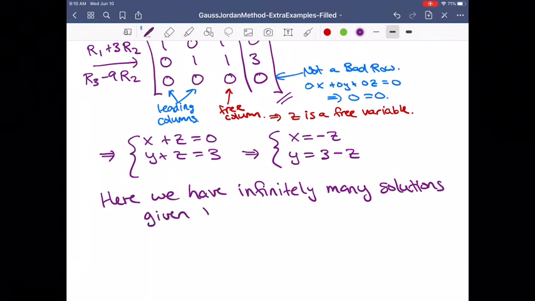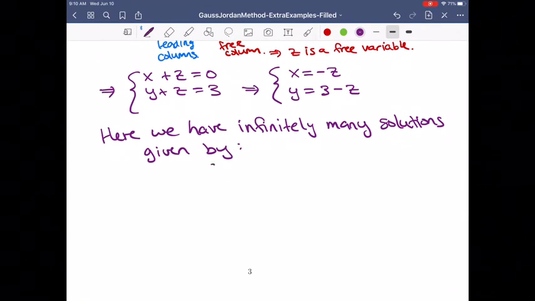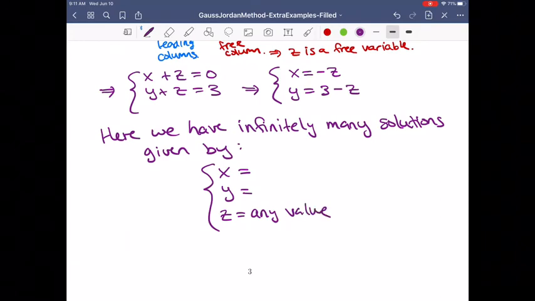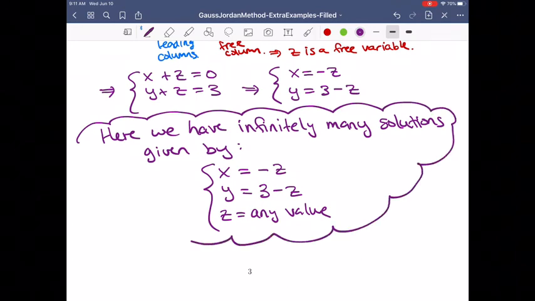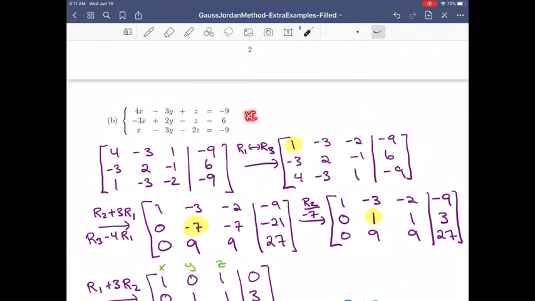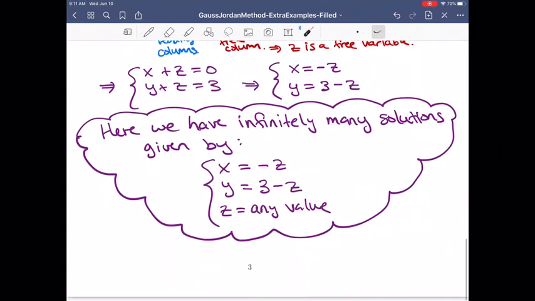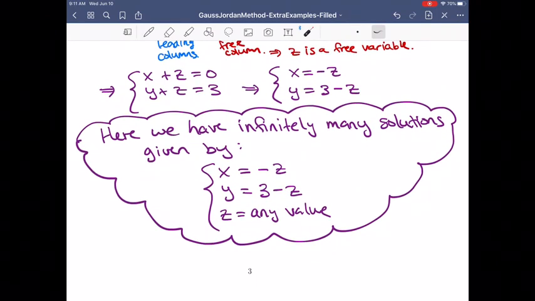And we can write the solutions so they have the form, okay, x equals, y equals, z equals. So z is our free variable, so it can be anything. And then x has to be negative what we pick for z, and y has to be 3 minus what we pick for z. So that's what our solutions look like. And if you pick a random z, any z you want, and then you determine x and y using these formulas, then you can check your answer and plug it into your initial system and it will work. Okay, so that's our solution here. So those are some extra row reduction examples.